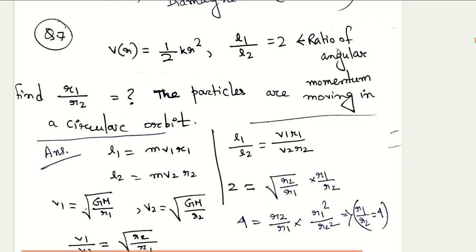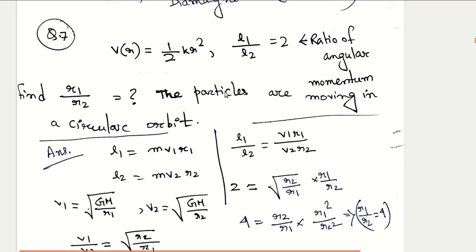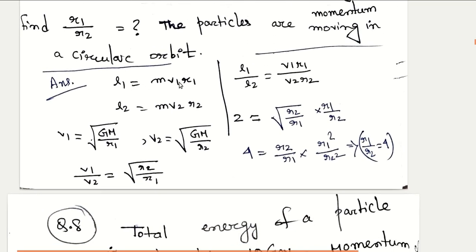Question 7 was: you have a potential V(r) which is half k r square, and L1 by L2 is 2, the ratio of the angular momentum, and you have to find R1 by R2, the ratio of the radius of the orbits, where it is given that the particles are moving in a circular orbit. So you know that L1 is m v1 r1, L2 is m v2 r2, and as they are circular, V1 will be root over GM by r1, V2 is root over GM by r2, and if we take V1 by V2 it will be root over r2 by r1.